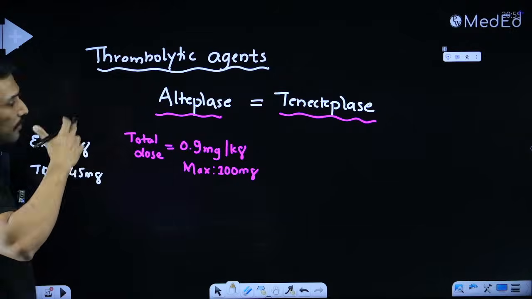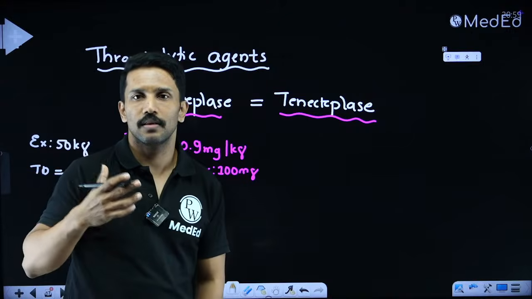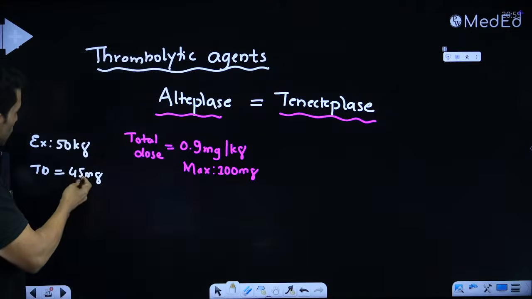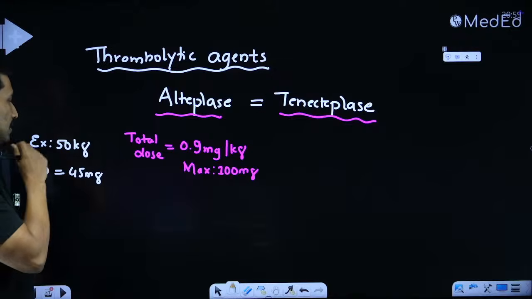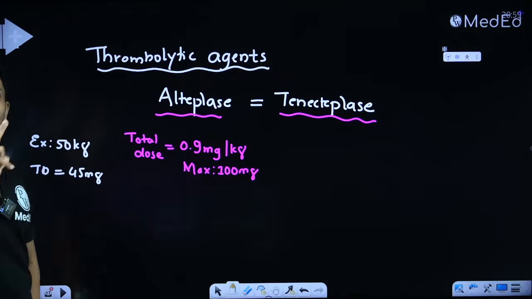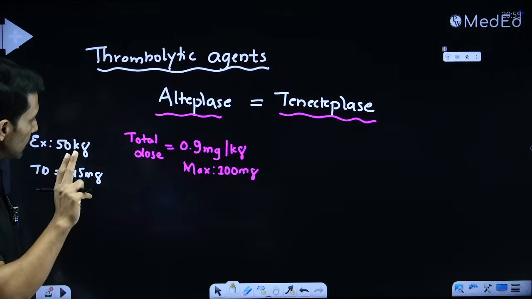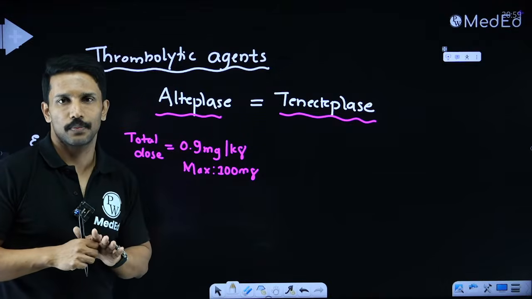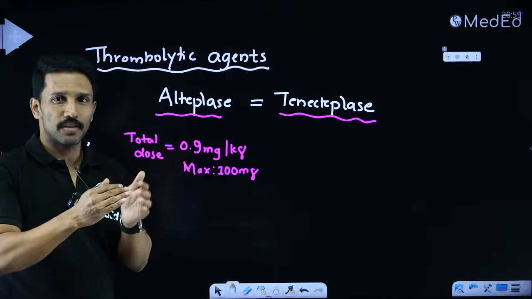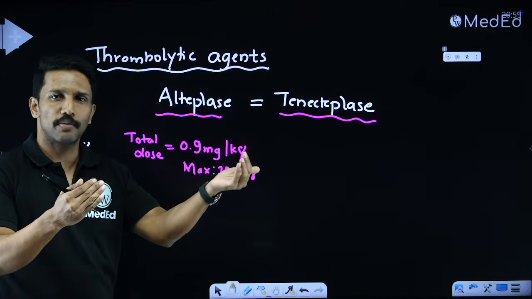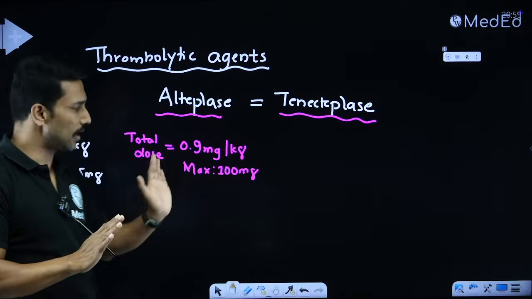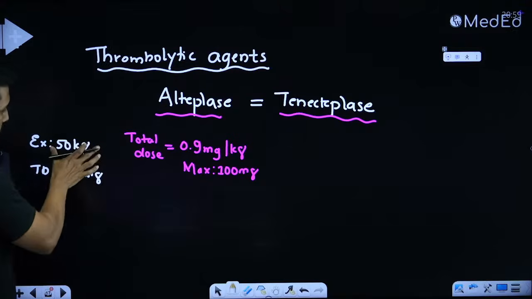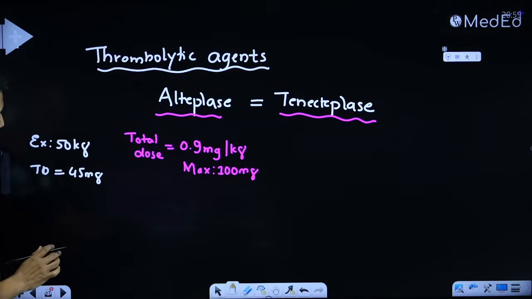But if I had a 150 kg person, then the total dose would be 45 into 3, almost 135 milligrams. But it will not go to 135. If the weight says otherwise, we will still stick to a maximum of 100. If the weight-based dose is more than 100, we will still give 100 only. So in this case, for a 50 kg individual, the total dose becomes 45.